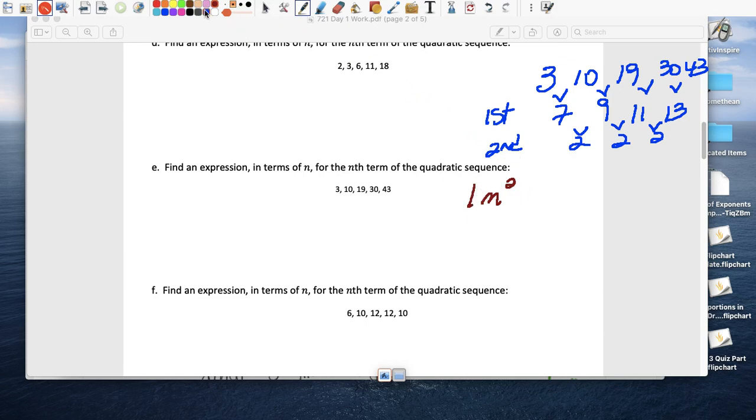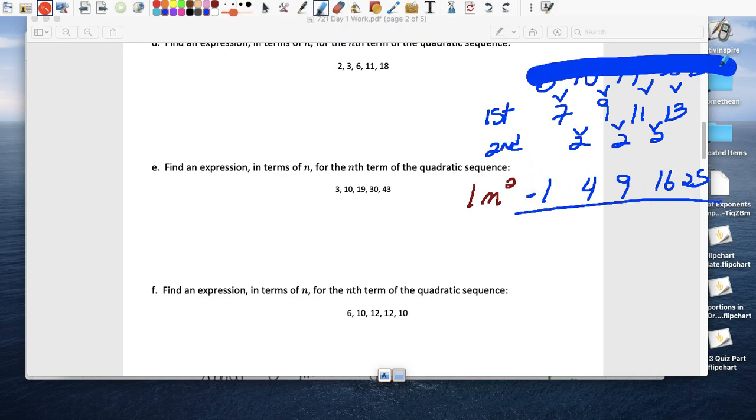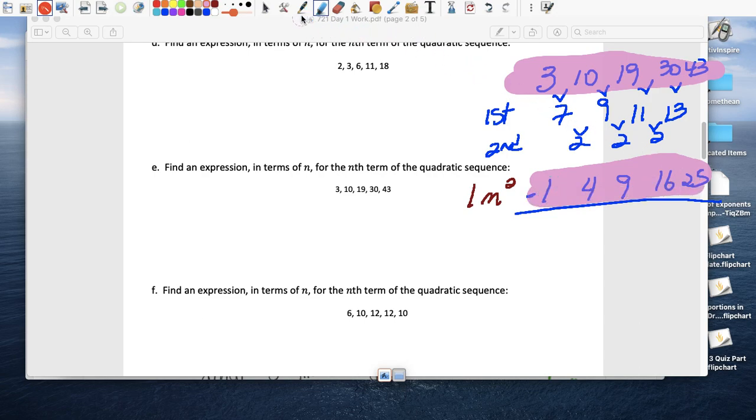So what do I do now? I plug in 1, 2, 3, 4, 5, the first 5 numbers in this sequence. It would be 1 squared, 2 squared, 3 squared, 4 squared, 5 squared. We're going to subtract our original sequence from this one. So be careful when you subtract. 3 minus 1 is 2, 10 minus 4 is 6, 19 minus 9 is 10, 14, 18.